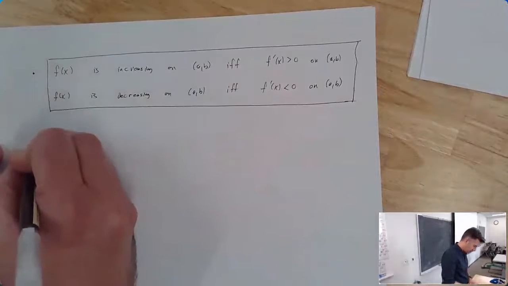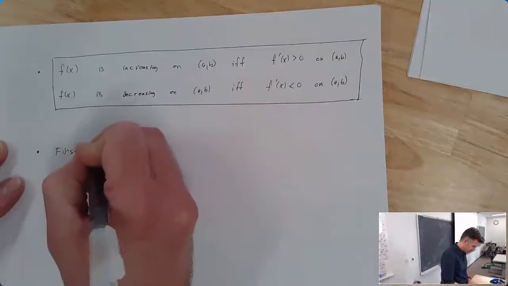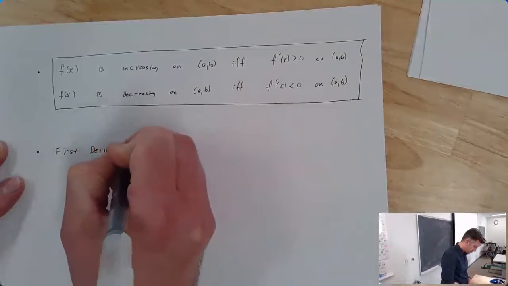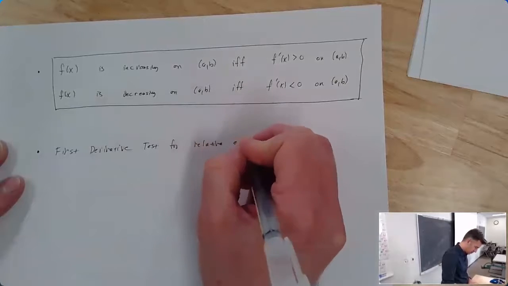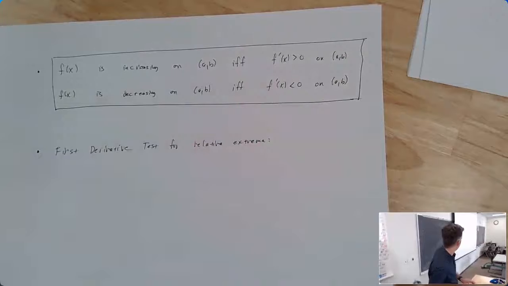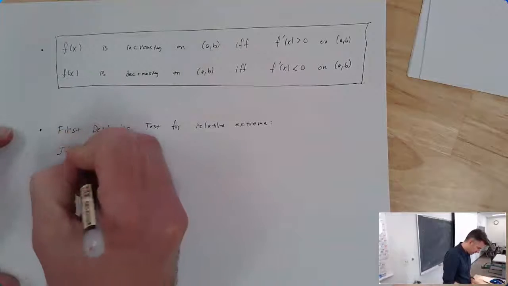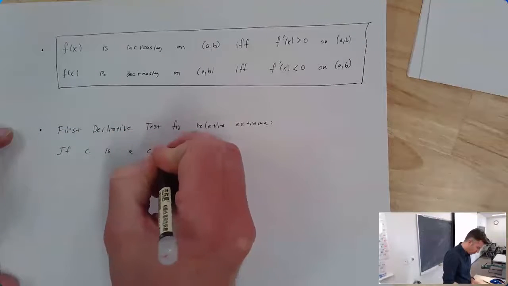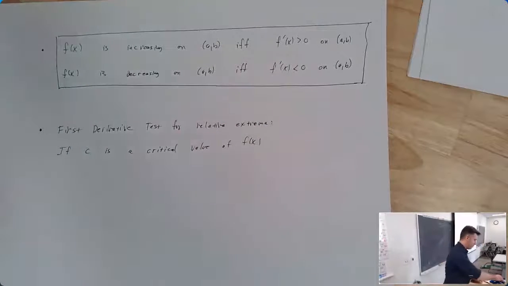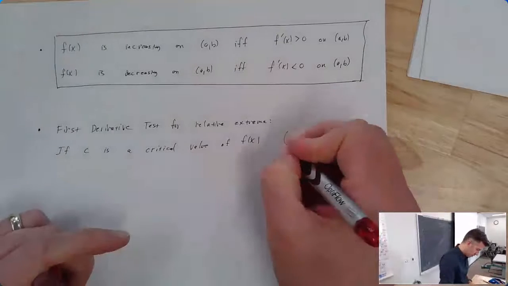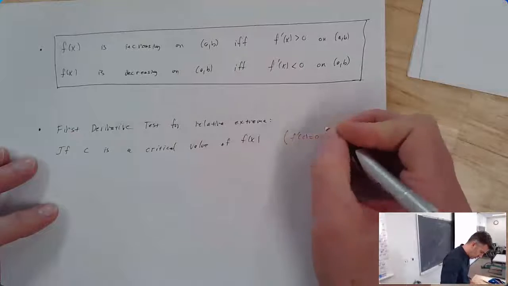But then the other thing that we are really going to use all the time is the following. So here is the first derivative test for relative extrema. It's really best summed up by using a picture, but we'll write out some words as well. So if C is a critical value of f of x, just as a reminder, that just means that C is in the domain of the function and f prime of C is 0 or undefined.